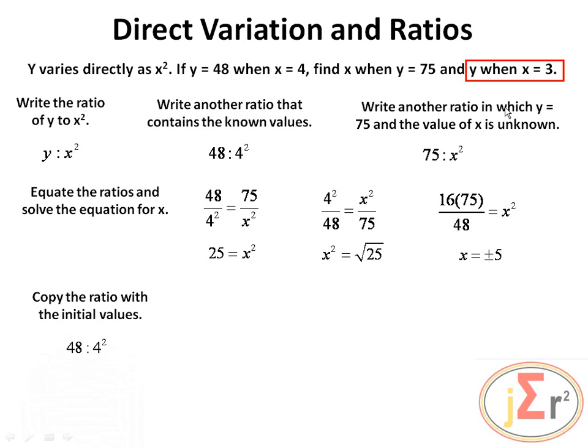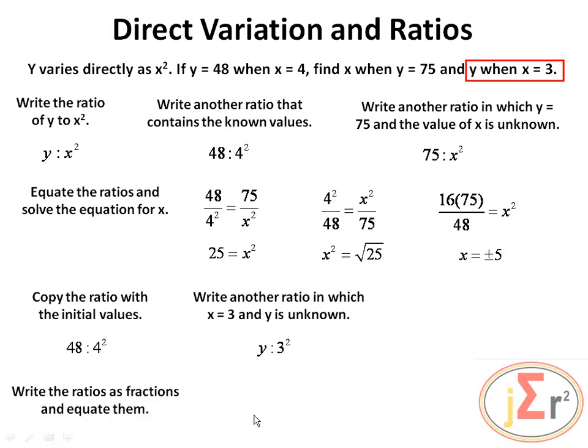So we need y when x is equal to 3. So write another ratio in which x is equal to 3. Of course, we are writing our initial ratio here, the one that has the initial values. And of course, y goes first, and the square of the x value, which is 3 in this case, goes next. And we're going to write the ratios as fractions as usual. We are going to equate the fractions and solve the equation. And y is equal to 27, which is what we had before. So ratios can be used irrespective of how the direct variation is written.